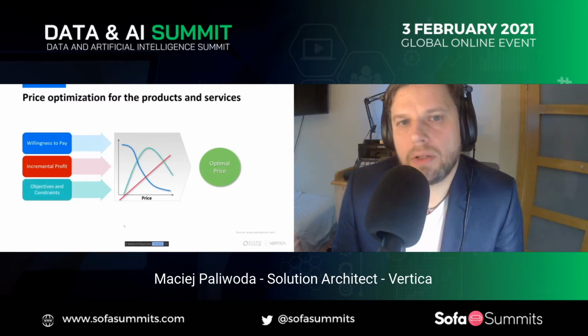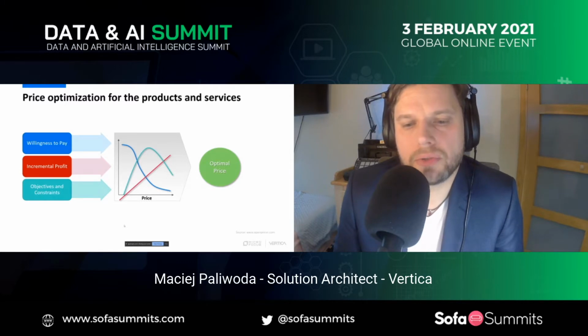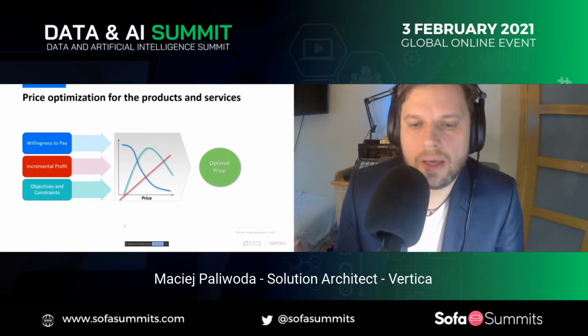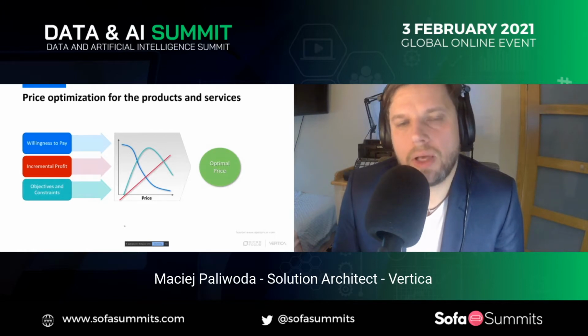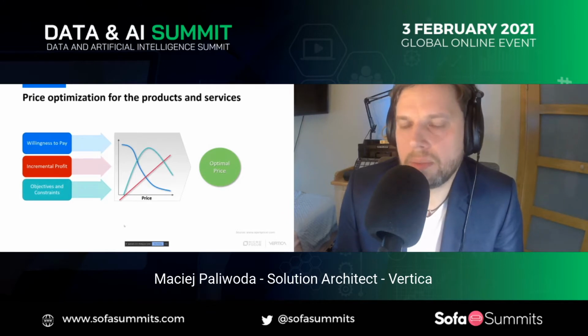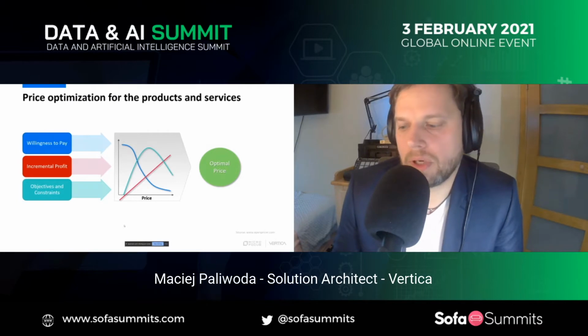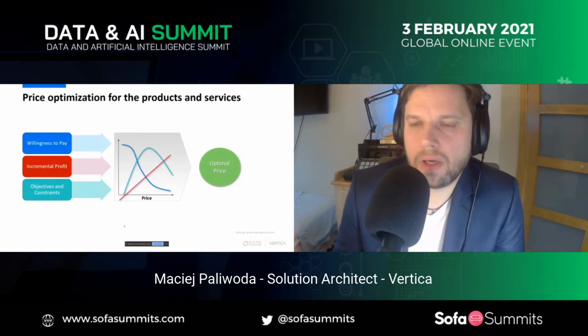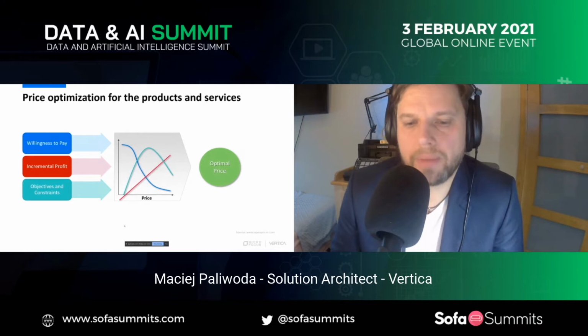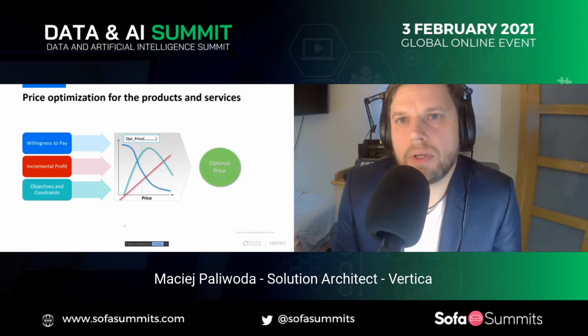The last one is objectives and constraints. You need to take into account issues like customer segments, seasonality, our market share, supply versus demand for the goods or services, or simply our capacity. What I mean by that is how the company is able to deliver a specific product in a specific amount or at a specific date. So the optimal price is calculated as a function of variables coming from those three areas.